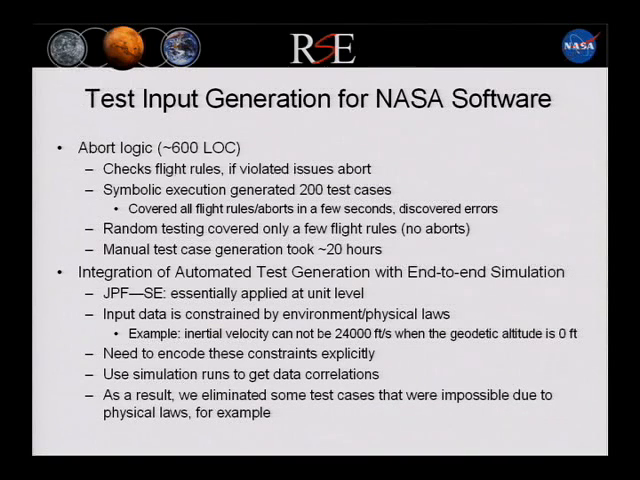For example, for this code from NASA, for the abort logic, we generated a test case where the inertial velocity was 240,000 feet per second, and the altitude was 0. Our collaborator joked that it must have been a really bad day, because it's physically impossible to have this. Actually, we just analyzed a very small portion of the whole system, and the rest encodes the physical models that would have these constraints.